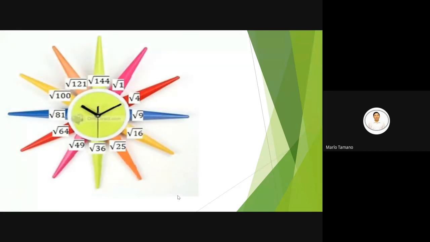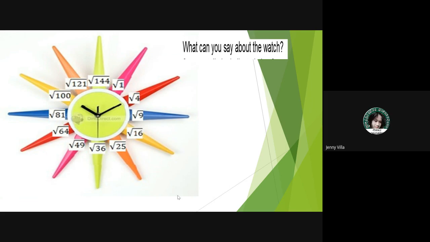Look at the watch. We will consider it as our wall clock. Can you say something about the watch or the clock? What can you say about the watch? Yes, go ahead. Naka-square root po. Okay, so the clock or the numbers, or the hours. Okay, so indicated square root po. Not whole numbers: 12, 1, 2, 3, 4, 5, 6, 7, 8, 9, 10, 11. Hindi po ganon. So we have square root of 144, square root of 1, square root of 4, square root of 9, and so on. So, yun po yung mga numbers niya.